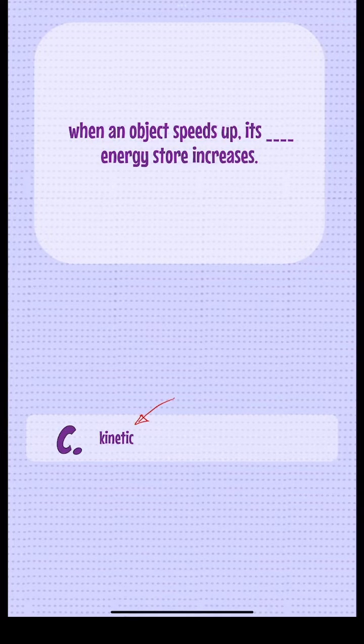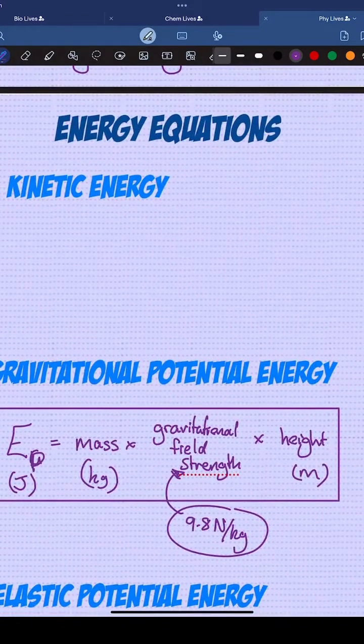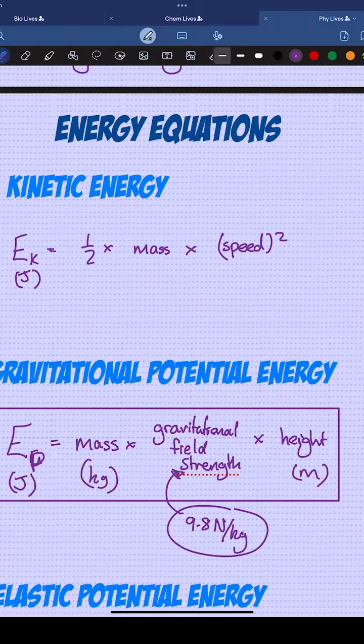Does anyone know what the equation for kinetic energy is? Kinetic energy, it's got to have a speed in it. Half times mass times velocity. Yep, let's write that down. So EK is equal to half times mass times speed or velocity squared. Energy is measured in joules, mass is measured in kilograms, speed is measured in meters per second.